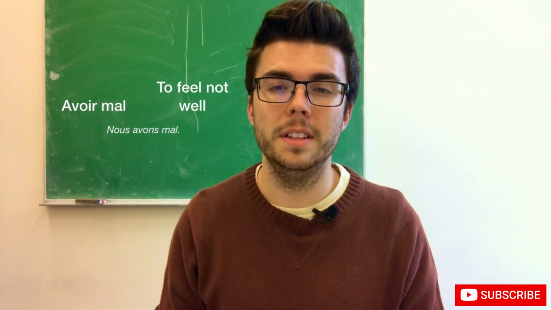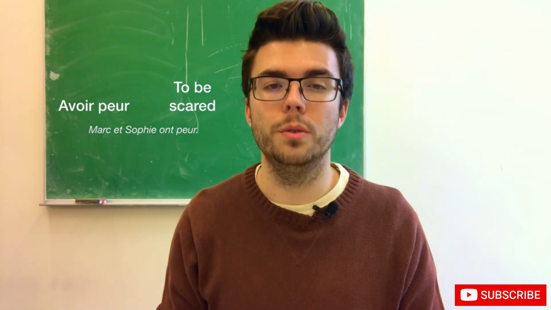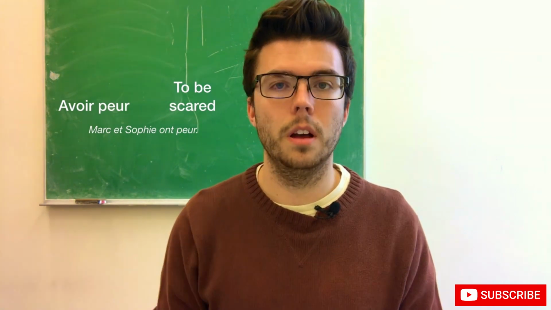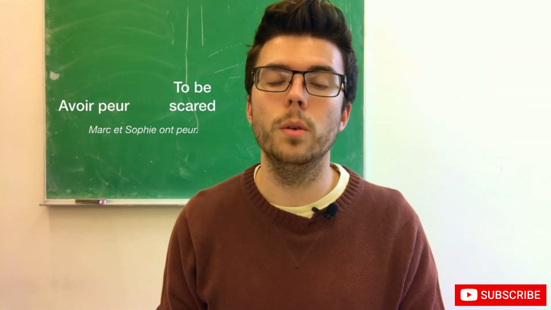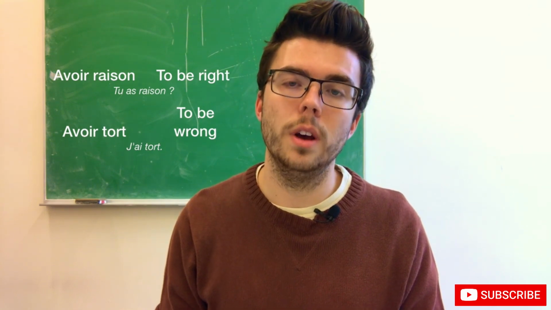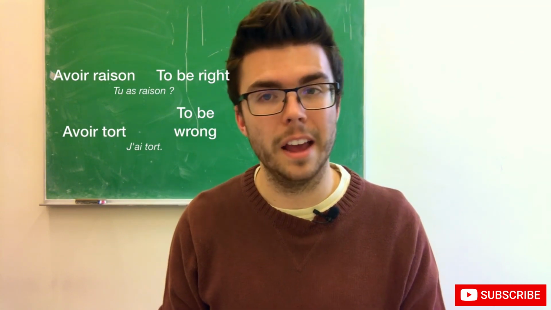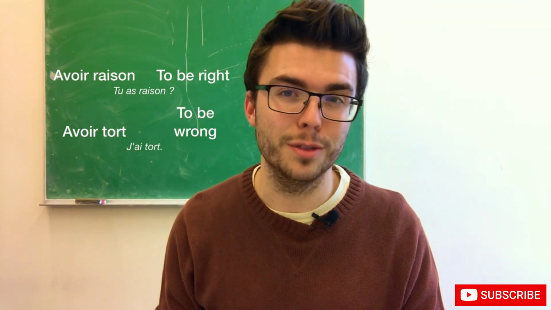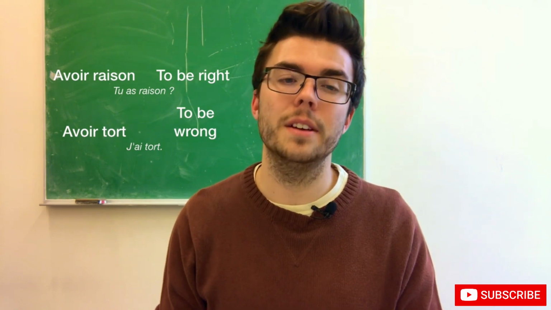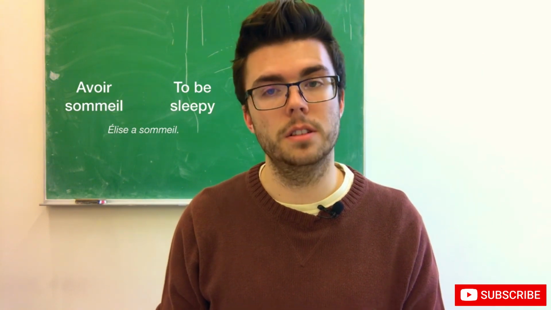Avoir peur means to be scared or fearful. For example, Marc et Sophie ont peur. Mark and Sophie are fearful. Avoir raison means to be right, whereas avoir tort means to be wrong. So if we say, tu as raison, j'ai tort, it means you are right, I am wrong. This is a very useful expression. Another expression is Élise a sommeil, or Élise is sleepy. Avoir sommeil means to be sleepy.